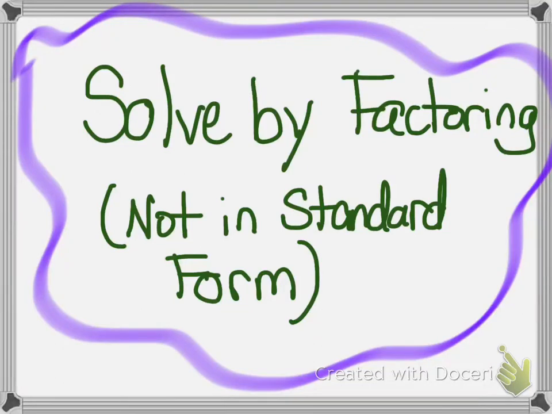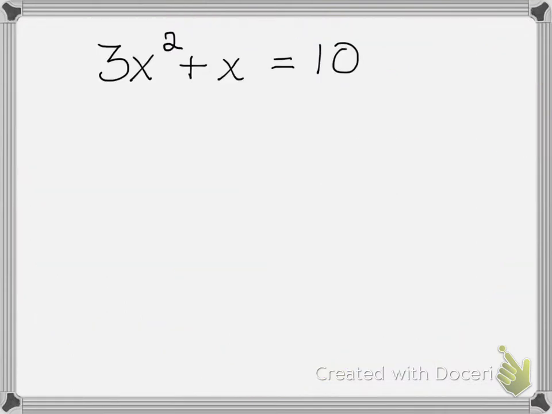Hello, everybody. All right, in this video, I'm going to teach you guys how to solve by factoring when it's not in standard form. All right, let's look at this first example. It says 3x squared plus x equals 10. Now, if you notice, it's not in standard form, which is ax squared plus bx plus c equals 0.